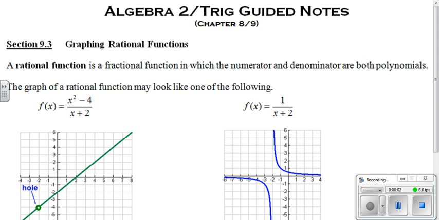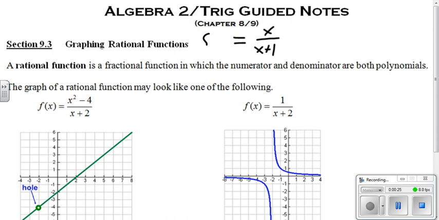Lesson 9.3 is all about graphing rational functions. Now, there's a difference between a rational function and a rational expression. Here we have a rational expression, x over x plus 1. This is an expression because there is no actual equal sign. We're just stating something. Here's a value, x over x plus 1.